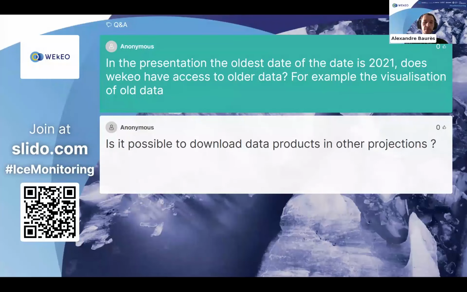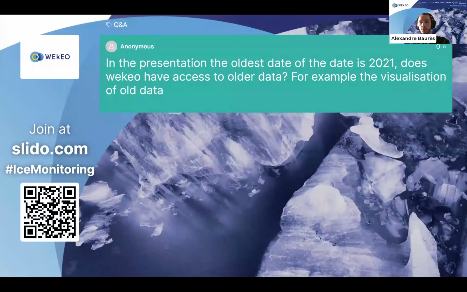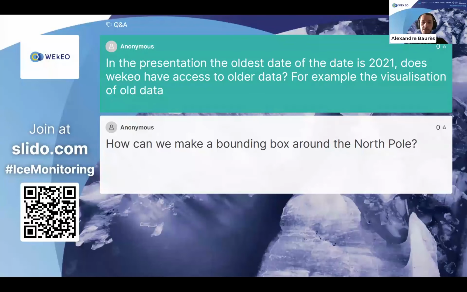Yeah, sure. The one I show you maybe indicates this date, but we have many datasets as I show you in the WEkEO catalog. And on the left, you have filters, and you can filter the date. You can change it if you want something older. I invite you to browse our catalog, and depending on the data you want, you may find a dataset with an older date.